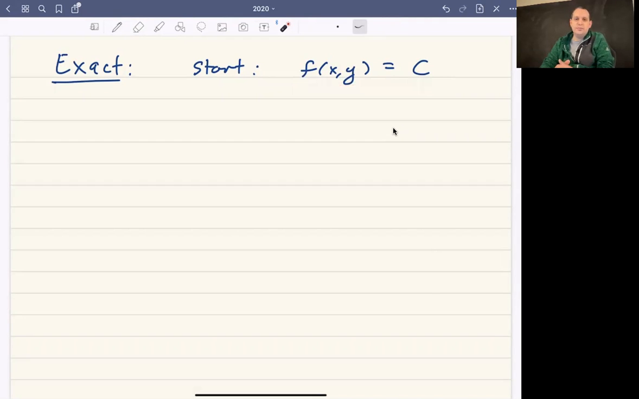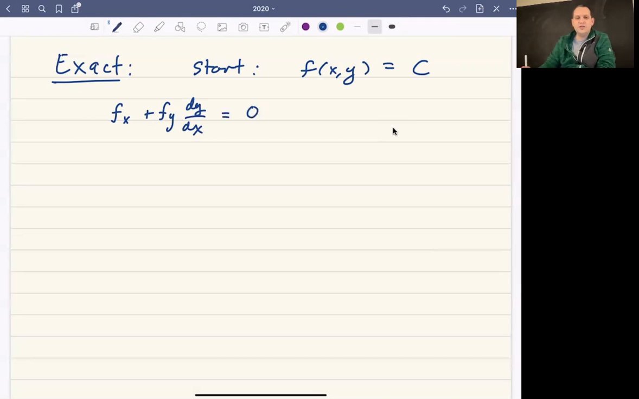What we're going to do is differentiate both sides with respect to x. And on the left side, we need the multidimensional chain rule. What we get is the derivative of the function f with respect to x times dx, which we'll just leave alone, plus the derivative of f with respect to y times dy dx. And of course, the derivative of any constant is 0.